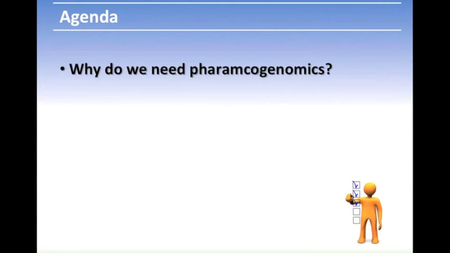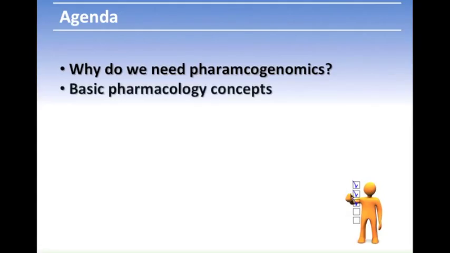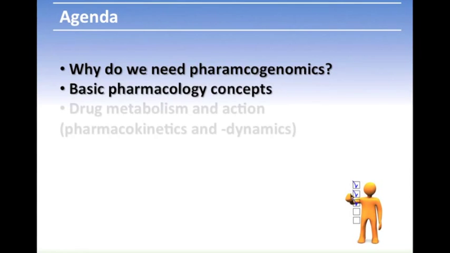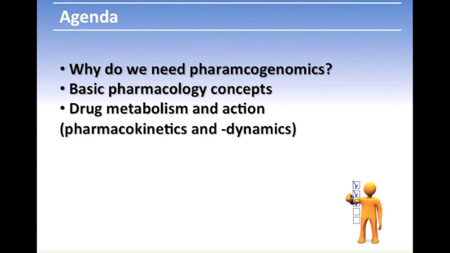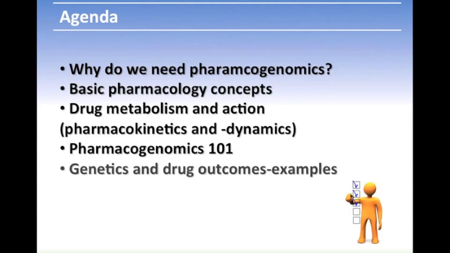Today we'll try to answer a few questions related to pharmacogenomics, starting with why do we need pharmacogenomics in the first place? We'll touch on some basic pharmacology concepts. We'll discuss drug metabolism and action through pharmacokinetics and pharmacodynamics. We'll start the discussion on pharmacogenomics and some basic concepts around it. And we'll conclude by discussing the genetics and drug outcomes, with some examples coming from the area of pain medication, mental health, as well as cardiology.